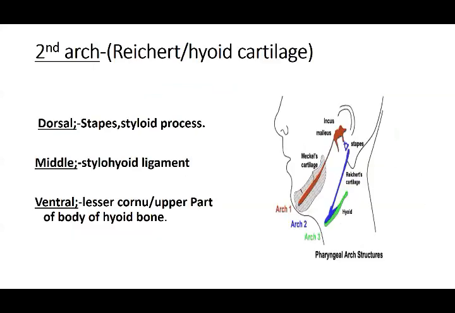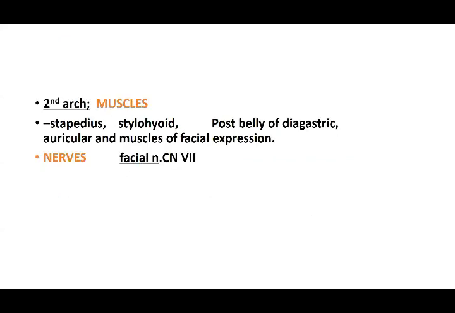Then is the second one. The second one forms stapes at the dorsal end. The middle forms just one ligament, that is your stylohyoid ligament, and then the ventral one forms your lesser cornu and the upper part of the body of the hyoid bone. The muscles which are there are stapedius and muscles of facial expression. So muscles of facial expression are automatically motor supplied by the facial nerve. So the second arch nerve is the facial nerve.